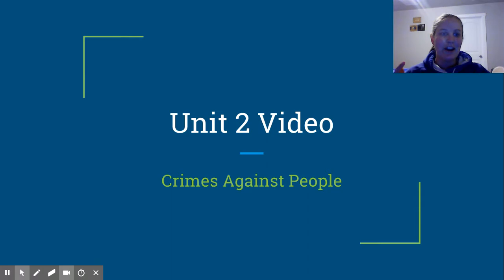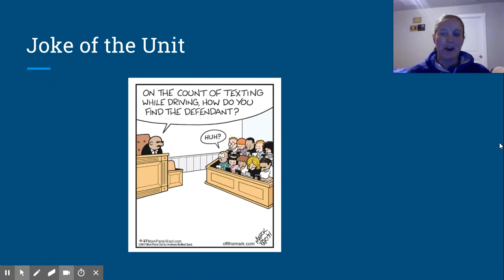But before we do that, I've got something that I like to call the joke of the unit. You ready for it? Here you go. So this one's a cartoon for you. It's a courtroom situation. The judge is about to ask the jury what the verdict is, and here goes. Here's the judge. On the count of texting while driving, how do you find the defendant? And the jury says, huh? Because they're all looking at their cell phones.